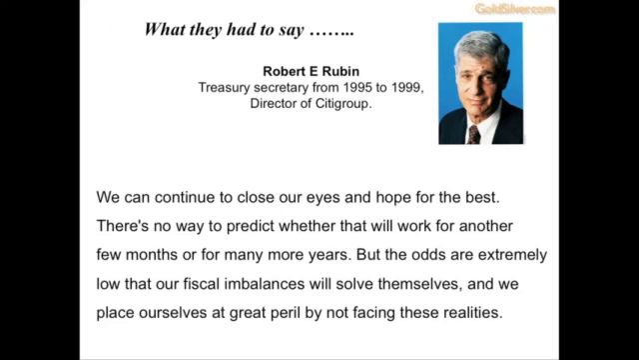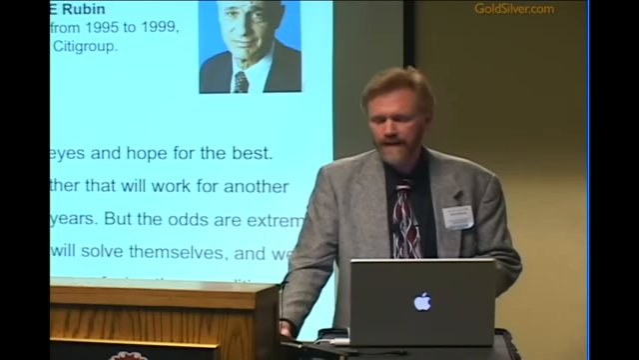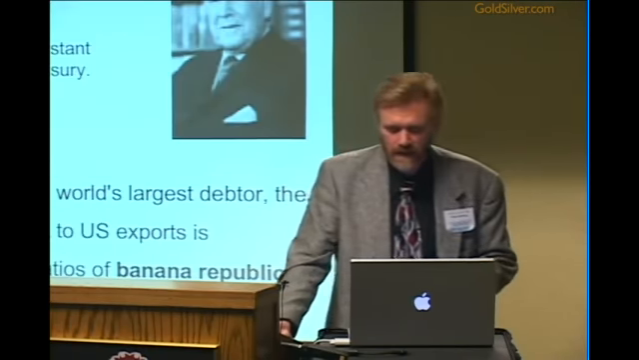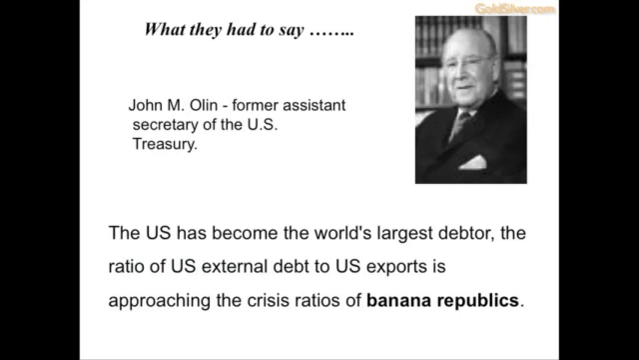Robert Rubin, former Treasury Secretary from 1995 to 1999: We can continue to close our eyes and hope for the best. There's no way to predict whether that will work for another few months or another few years, but the odds are extremely low that our financial imbalances will solve themselves. And we place ourselves at great peril by not facing these realities. And Bush and Greenspan are definitely not facing these realities.